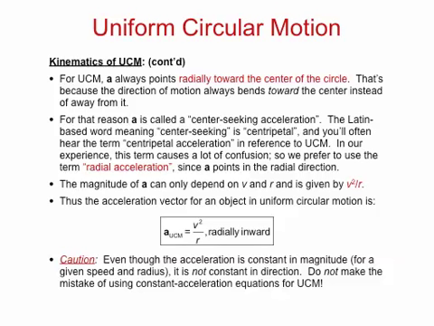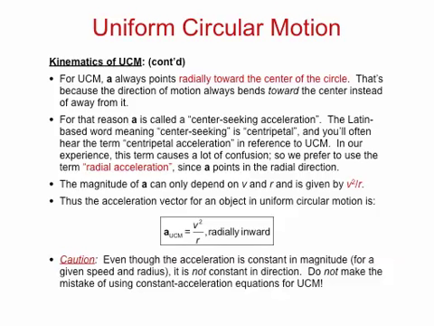Notice that for a given speed and radius, the magnitude of the acceleration is constant. However, its direction is not constant. It always points radially inward, so its direction changes as the object sweeps out its path. So this is not a constant acceleration situation, even though the magnitude of a is unchanging. A word of caution: do not make the mistake of using constant acceleration equations for uniform circular motion. They simply do not apply here.